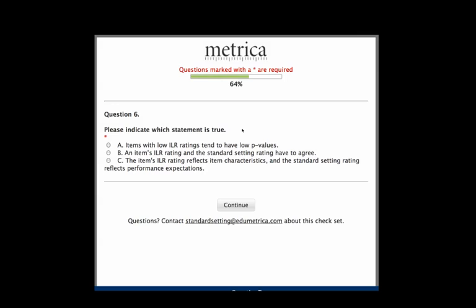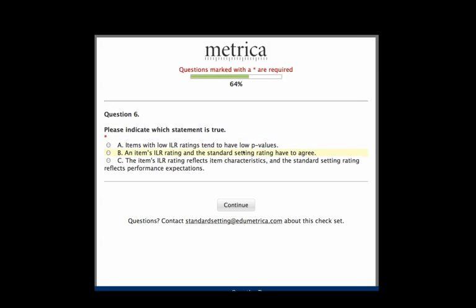Please indicate which statement is true. Let's look at A. Items with low ILR ratings tend to have low p-values. A low ILR rating, let's say a 0+, would that item have a low p-value? Well, that item's p-value would tend to be higher, because more people would get the item correct. So the p-value would be high, like 0.8 or 0.9. Items that are low on the ILR rating scale would tend to have high p-values.